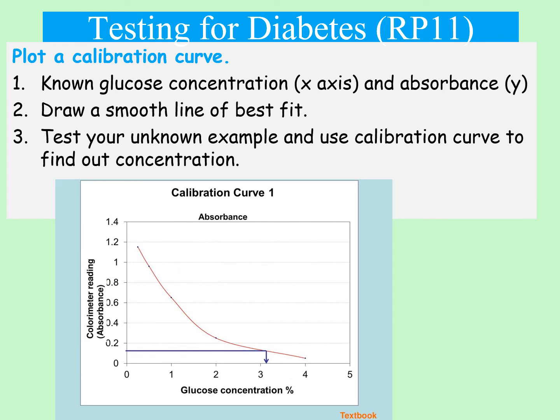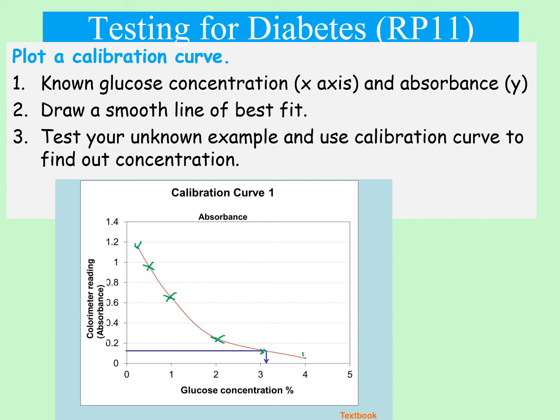For the calibration curve, I would plot my known concentrations. You can't see them that well, but they're on here. If you imagine that's a known concentration, that's a known concentration, that's a known concentration. These are all concentrations that I know exactly, but I'm just plotting them to find out what their absorption is at this level.